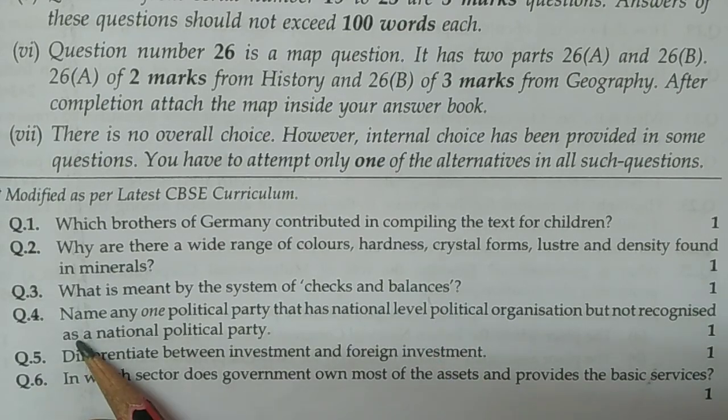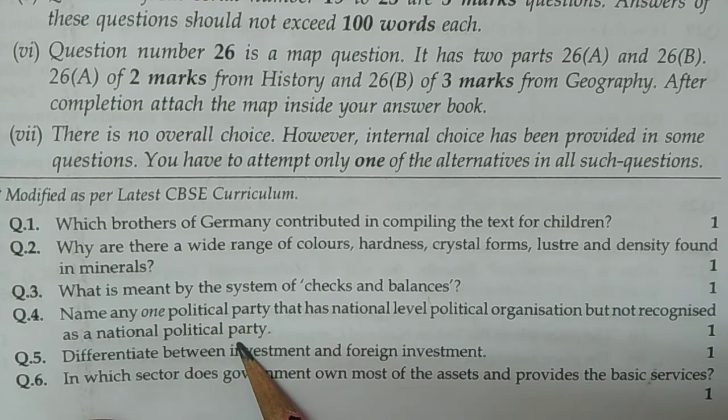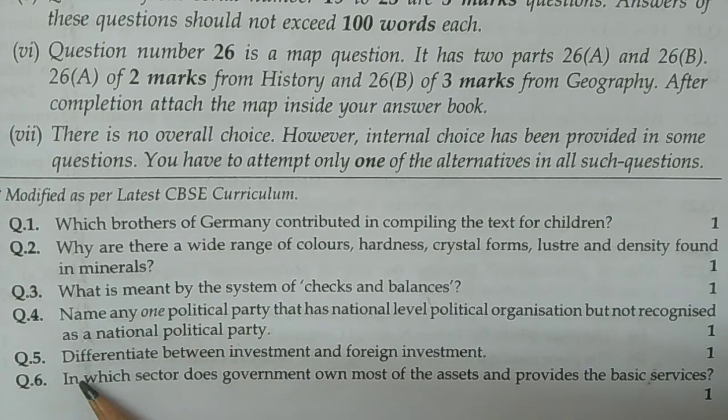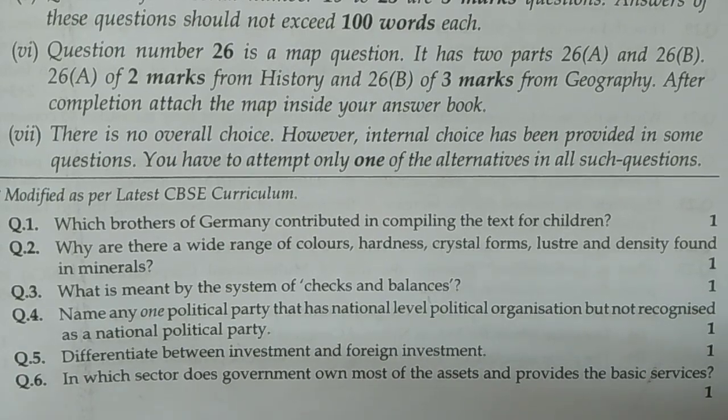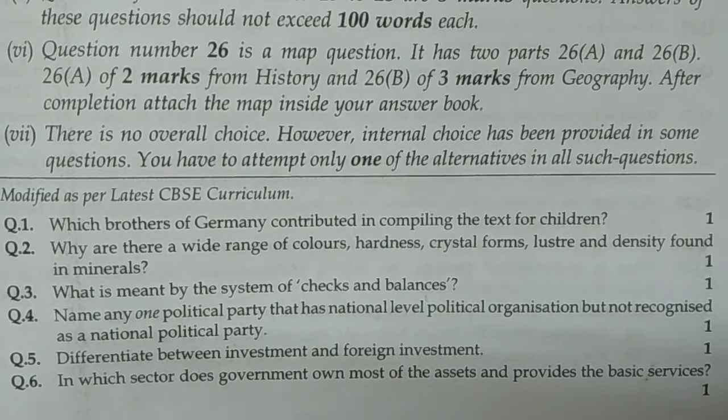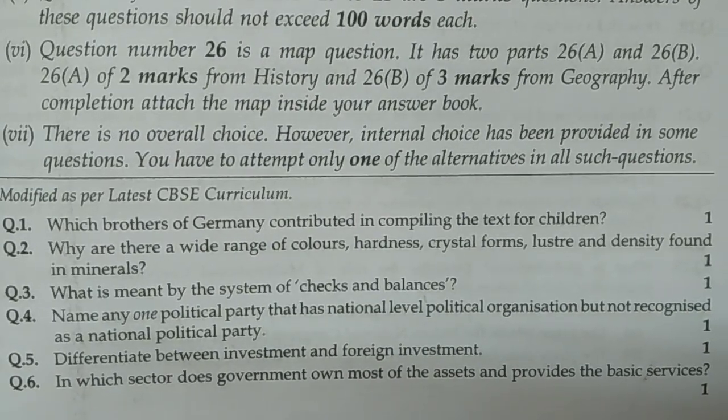Now next, question number 4, name any one political party that has a national level political organization but is not recognized as a national political party. Next, question number 5, differentiate between investment and foreign investment. Question 6, in which sector does the government own most of the assets and provide the basic services? Okay, so let's start with new important questions.